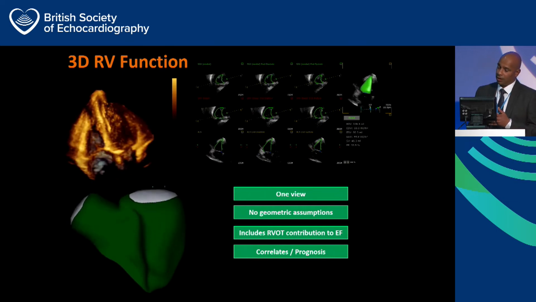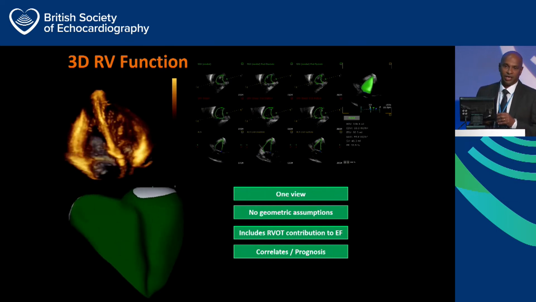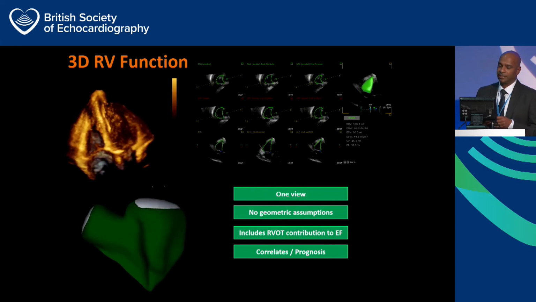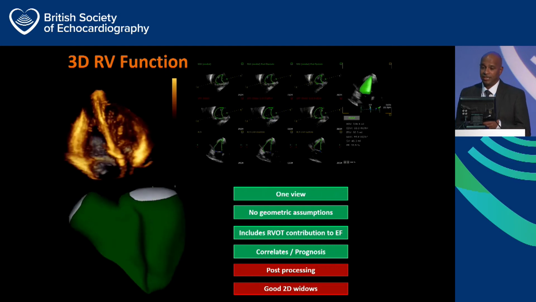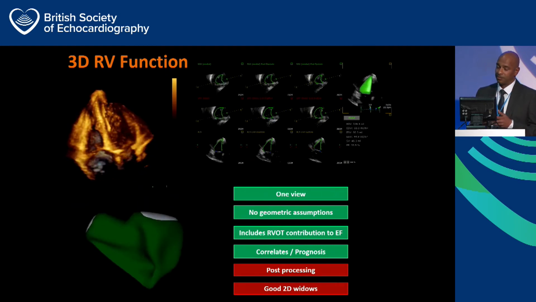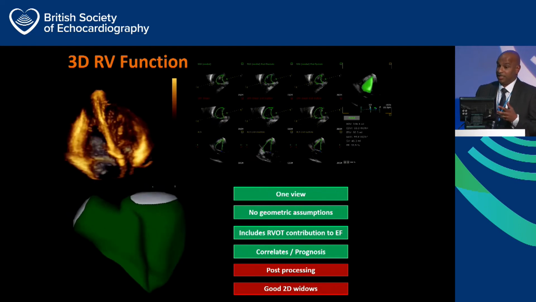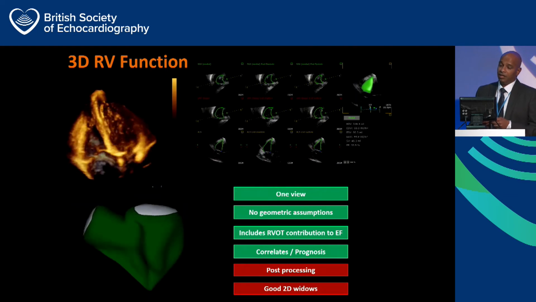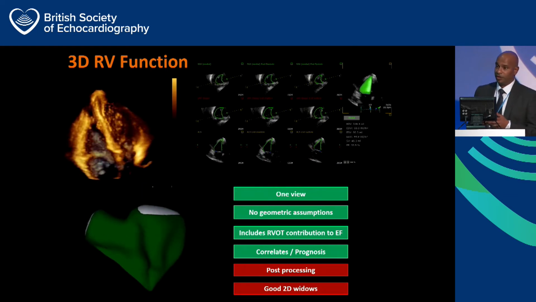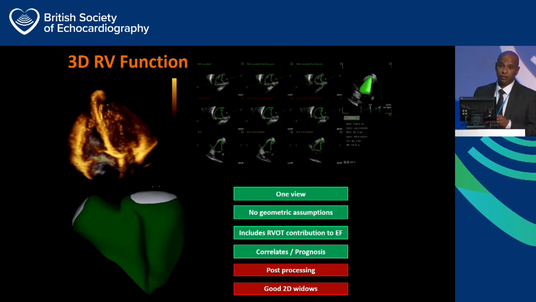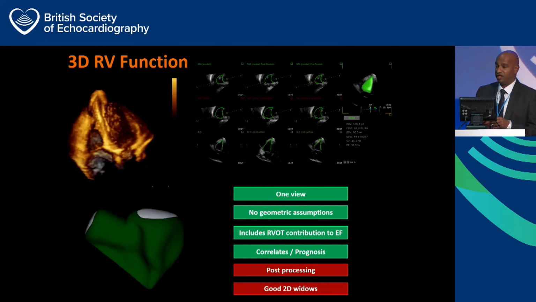There's, again, a wealth of data in terms of correlation with MRI, ejection fraction, volumes, and also prognosis in a number of disease states. Limitations, it does need some time in terms of post-processing, but as with any technique, simple or complex, the more you do, the easier it becomes. You need good 2D windows, and we heard earlier on in the symposium, garbage in, garbage out. So if you don't have good 2D windows, you're not going to have good 3D images.